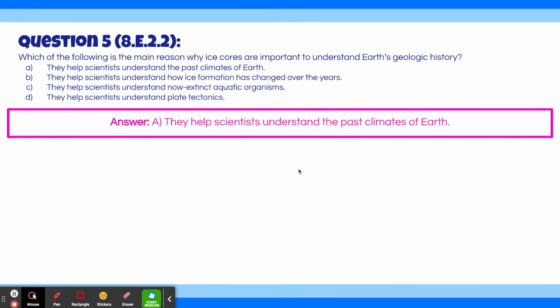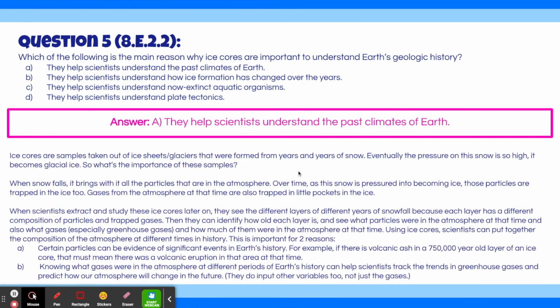The answer is A. They help scientists understand the past climates of Earth. Ice cores are samples taken out of ice sheets or glaciers that were formed from years and years of snow. Eventually, the pressure on this snow is so high it becomes glacial ice. So, what's the importance of these samples?